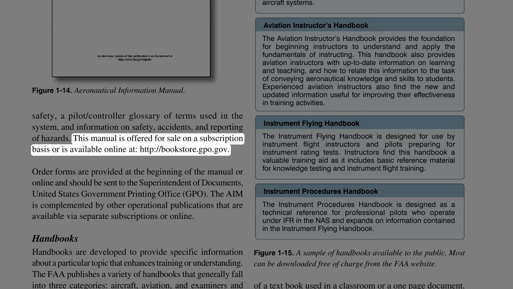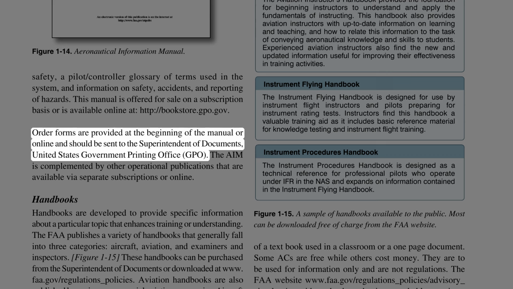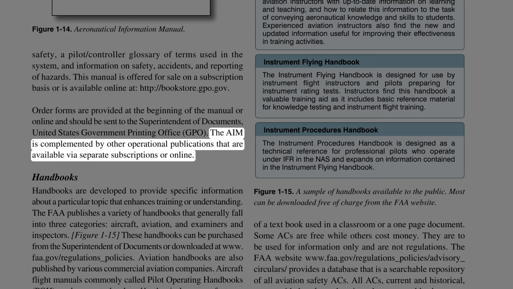This manual is offered for sale on a subscription basis or is available online at http://bookstore.gpo.gov. Order forms are provided at the beginning of the manual or online and should be sent to the Superintendent of Documents, United States Government Printing Office (GPO). The AIM is complemented by other operational publications that are available via separate subscriptions or online.